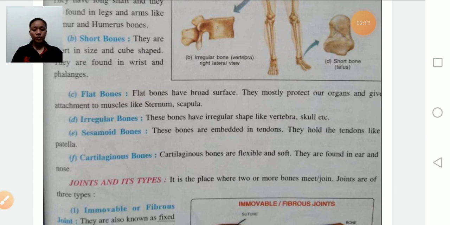And sesamoid bones are embedded, meaning fixed in tendons. These bones are fixed in tendons, and they hold the tendons, like the patella present in the kneecap. Cartilaginous bones are fixed and soft. They are found in the ear, nose, etc.